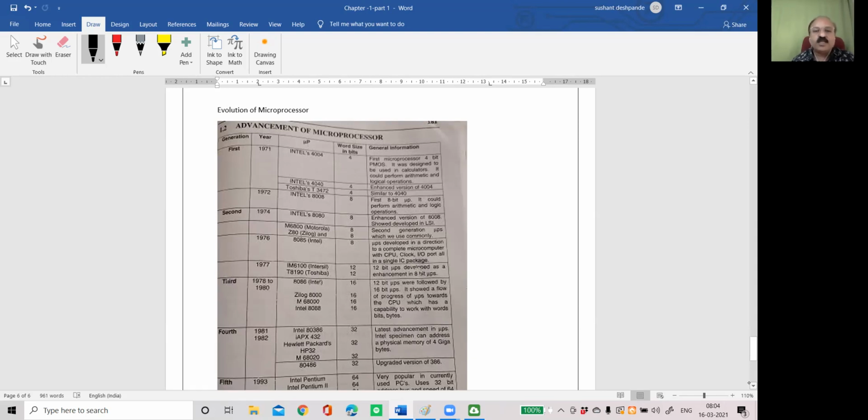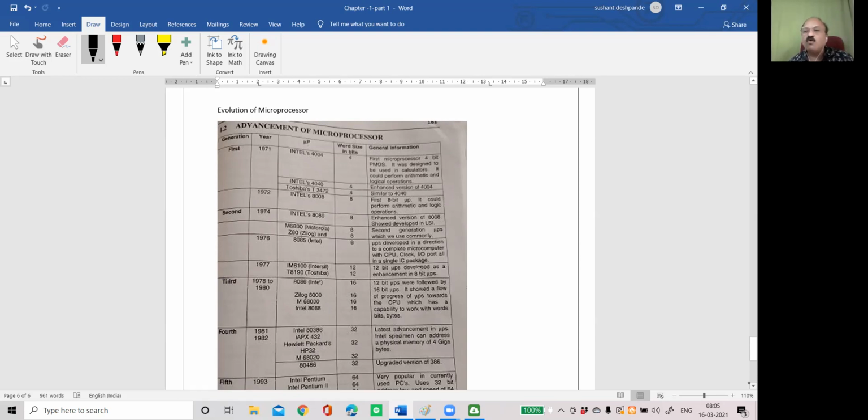So the first generation microprocessor was discovered in 1971 by Intel. The word size of that microprocessor is 4 bits. It means that the data size was only 4 bits. That is, only 4 bits can be read or written simultaneously. So it was basically used and discovered for calculators.